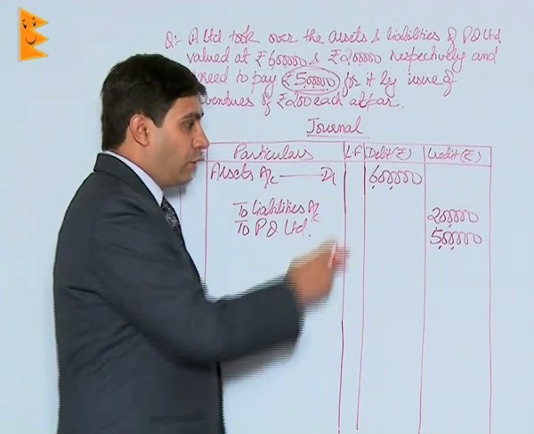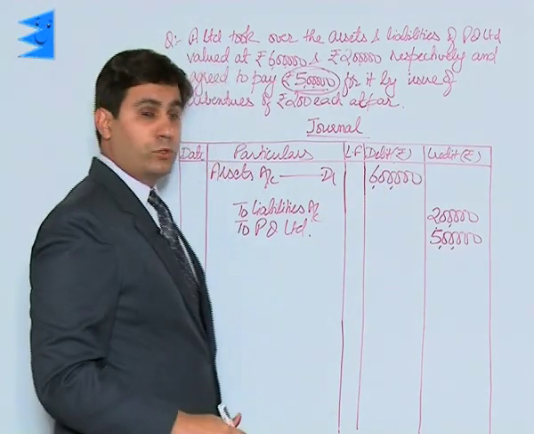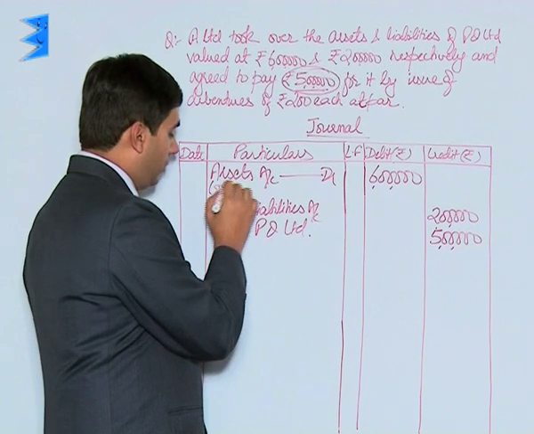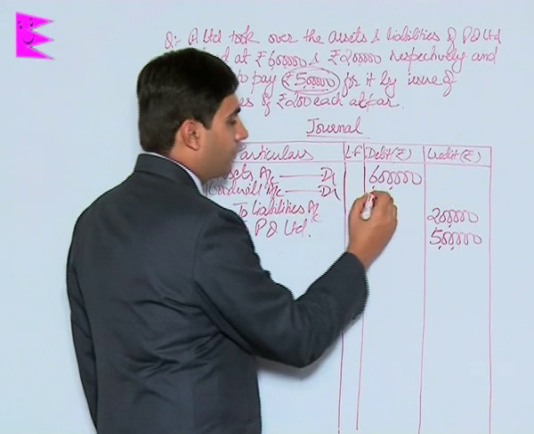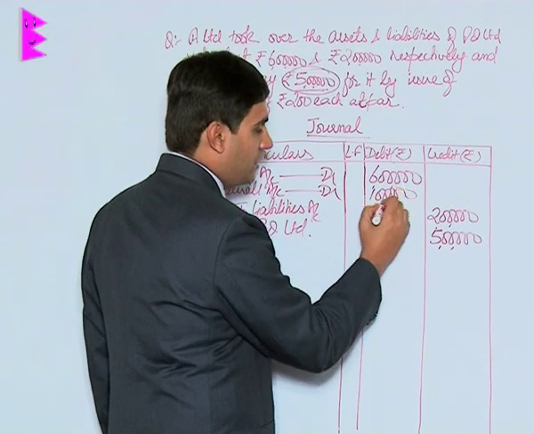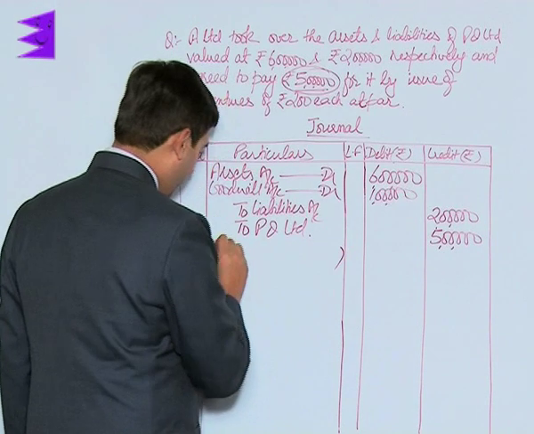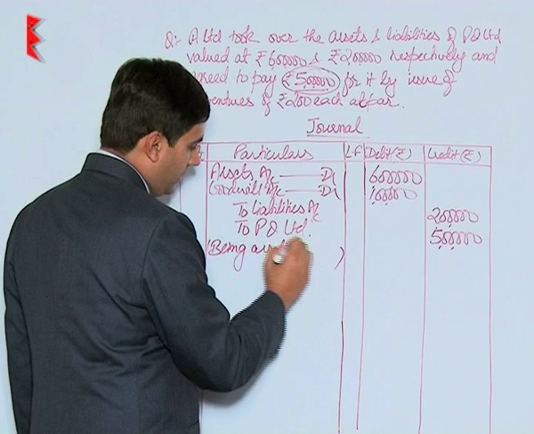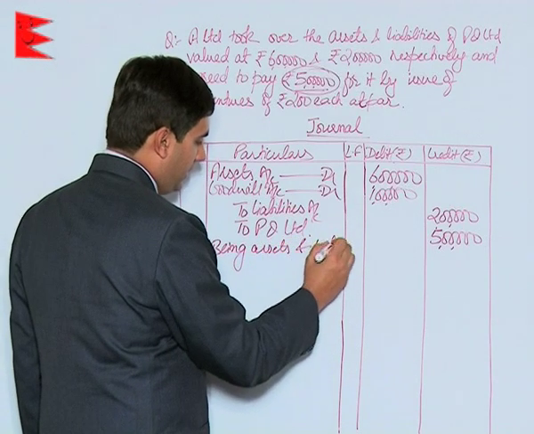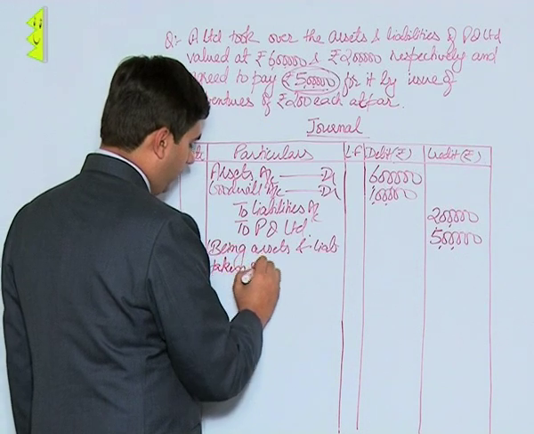In this journal entry, the total on the debit side is 6 lakh and the total on the credit side is 7 lakh. So to balance this out, we will put in goodwill on the debit side, goodwill account debited by the difference in the value which is 1 lakh. So the narration would be being assets and liabilities taken over.